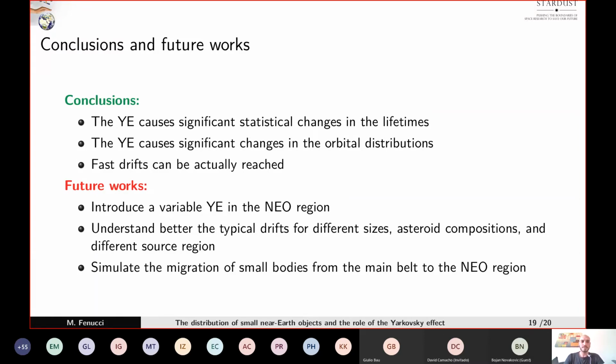And of course, there's still a lot of work to do, and we want to introduce a variable Yarkovsky effect in the NEO region next. And of course, we want to understand better which are the typical drifts for different sizes and for different asteroid compositions and different source regions. We also want to simulate the migration of small asteroids from the main belt to the NEO region.